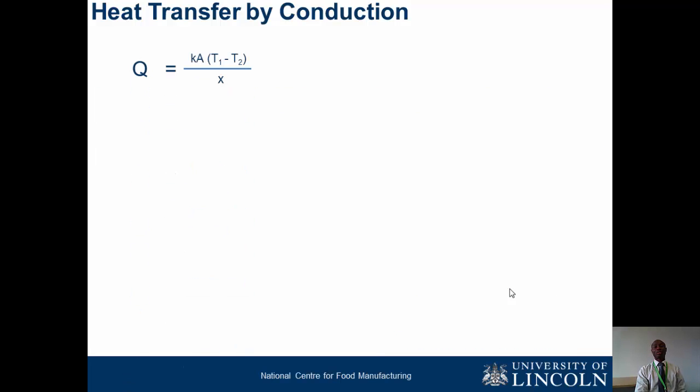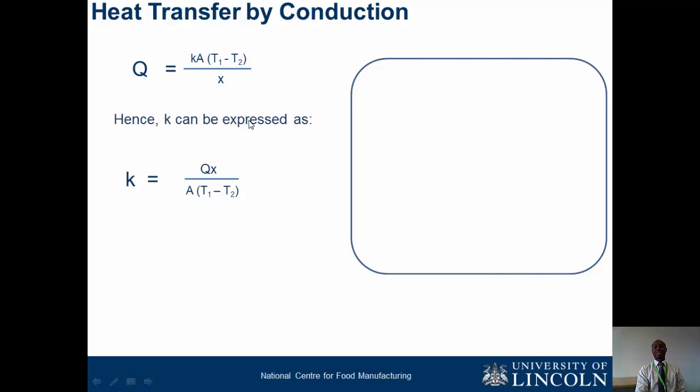Now, heat transfer by conduction: we have this as our formula. From here, we can find our K. Our K can be expressed as Qx over A change in temperature. How do I arrive at this? When you cross multiply, you have Qx equals K A change in temperature. Now we are looking for K, so we always put the unknown variable on the left-hand side. So we have K A change in temperature equals Qx.